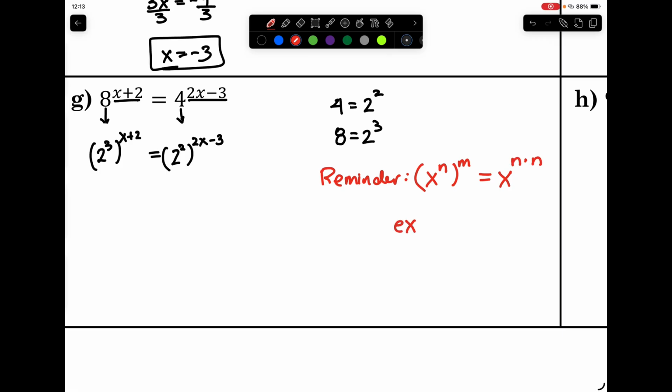So for example, let's use 4. If 4 is raised to the second power, which is equal to 16, and then that 16 is raised to the third power, that's the exact same thing as raising 4 to the 6th power. 2 times 3 is 6, so 4 to the 6th power.